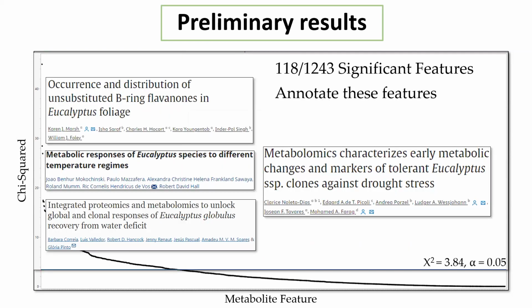The next step was to annotate these features. With the LCMS, we couldn't really use the data for database searching. So we had to look at past literature where people did similar studies and try to see if they found metabolite features that were similar to ours.